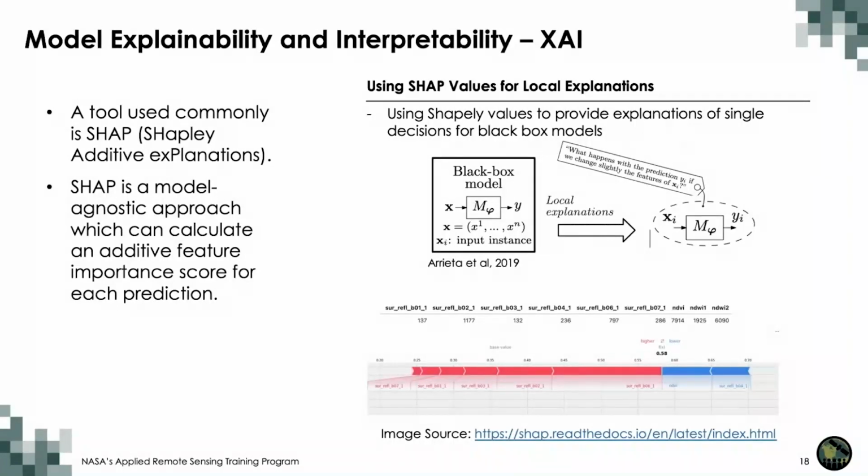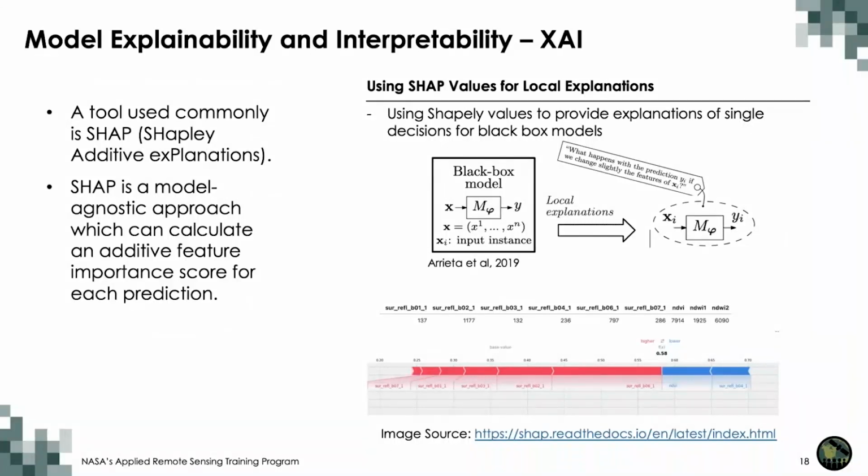One commonly used tool is SHAP. It's a Python package, and it uses the idea of Shapley additive explanations. Basically, it's a game theory algorithm that's used to determine which features have the most impact on a prediction. It's a model agnostic approach, which means that it doesn't matter what model you're using. It just looks at the input and the output. So it could be a very black box model like a neural network, and it can still work for it. And this SHAP tool can calculate an additive feature importance score for each prediction.